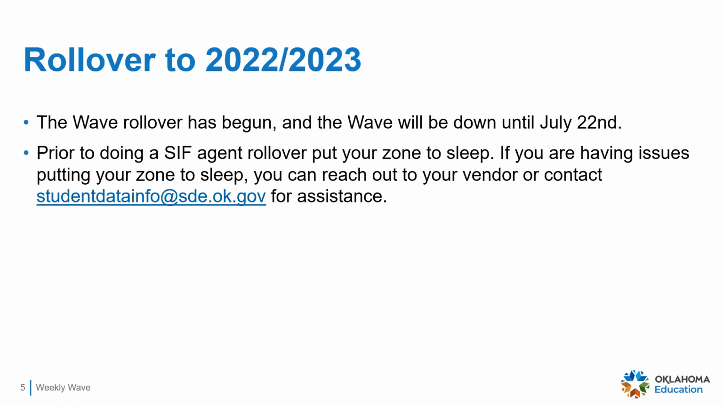And currently the WAVE rollover is in progress, so the WAVE is going to be down until the 22nd. Prior to putting your SIP agent doing your rollover, you need to put your zone to sleep, because it's going to provide conflicting information on the years if you don't do that. And if you're having issues putting your zone to sleep, you either need to reach out to your vendor, or you can reach out to the student data info at sde.ok.gov for assistance.